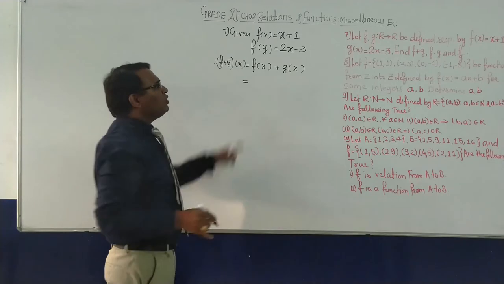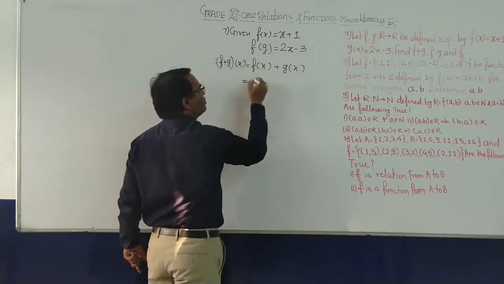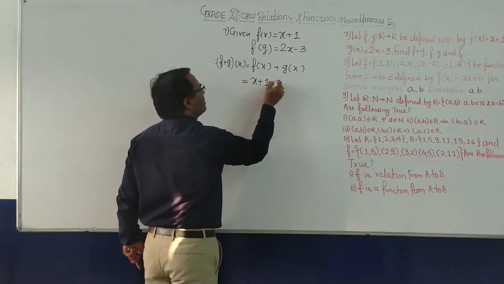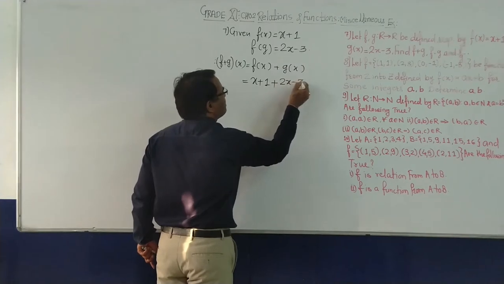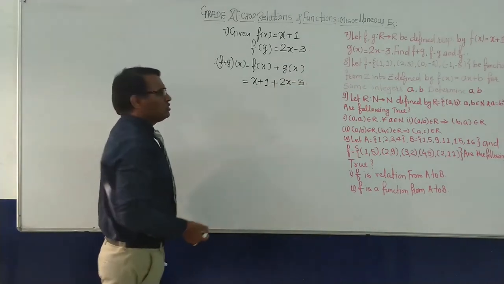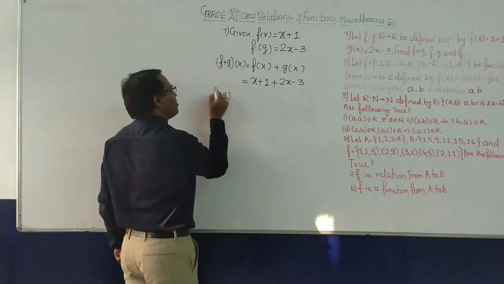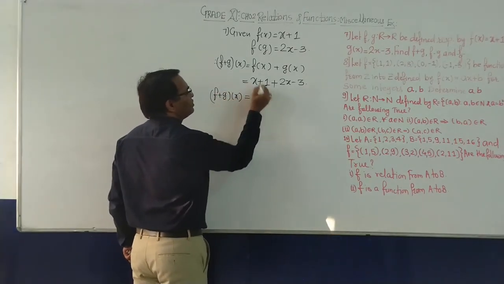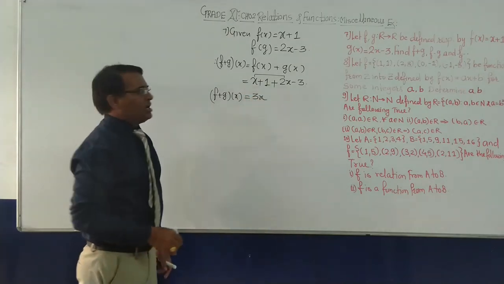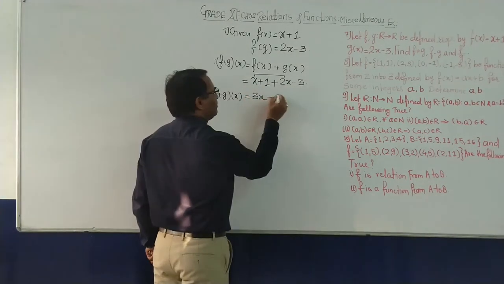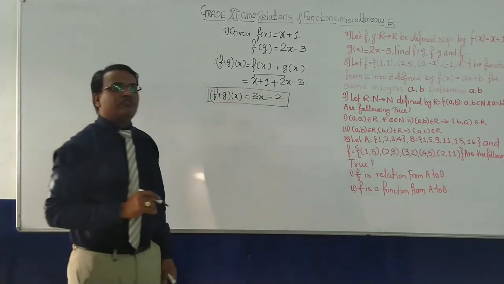So simply, whatever f of x is given, that only you have to keep. Here f of x is x plus 1, then this plus as it is, and g of x is 2x minus 3. So f plus g of x is equal to x plus 2x, which gives 3x, and then 1 minus 3 gives minus 2. So this is your f plus g of x.